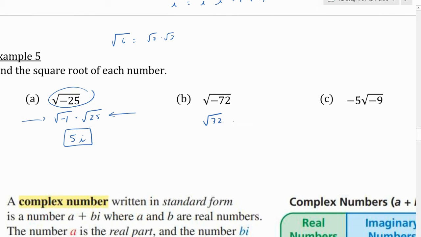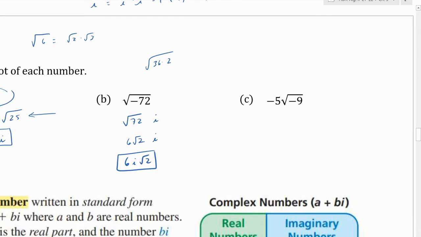So same here. This is going to be the square root of 72, i. And 72 is 36 times 2. So there's 6 on the square root of 2, i. And that way right there to write it is fine. You'll see it written this way a lot, just because people don't want the i to get up under the radical. And when they put the i in front of the radical, that makes sure that didn't happen.